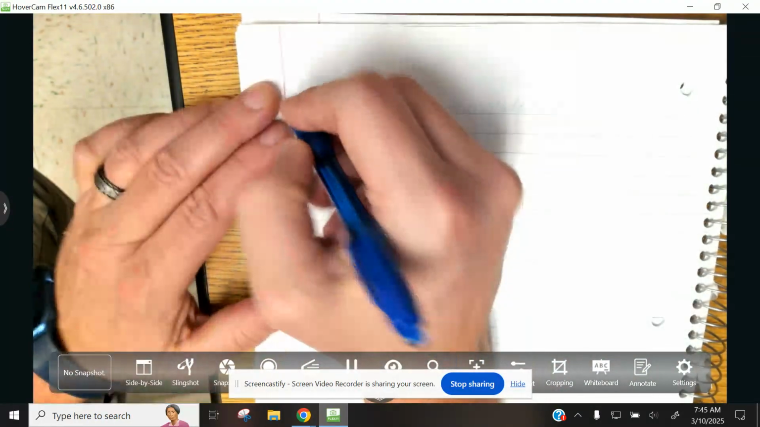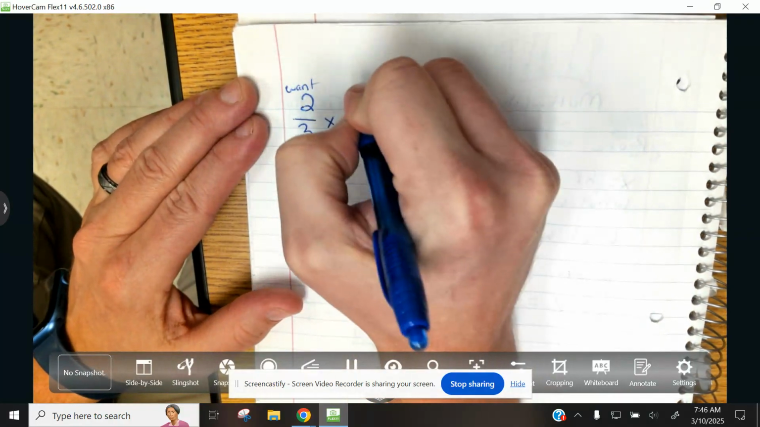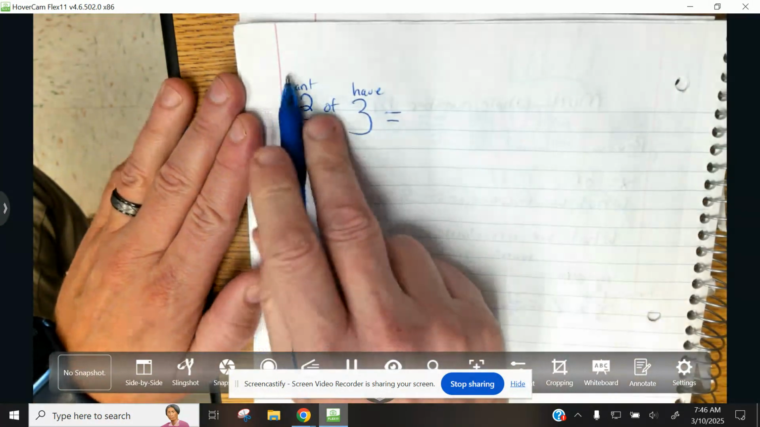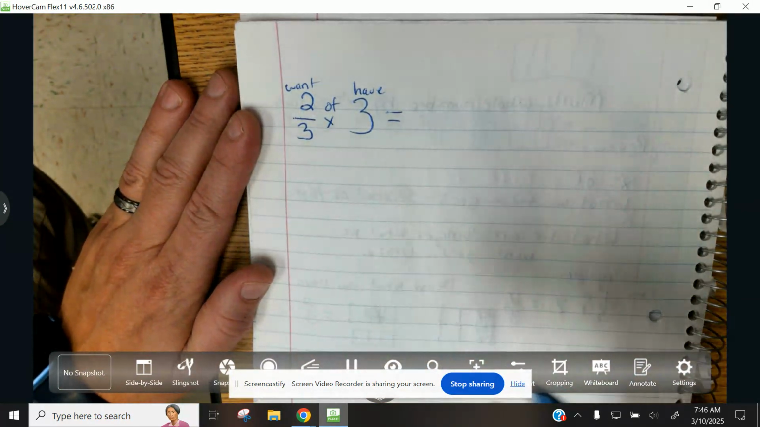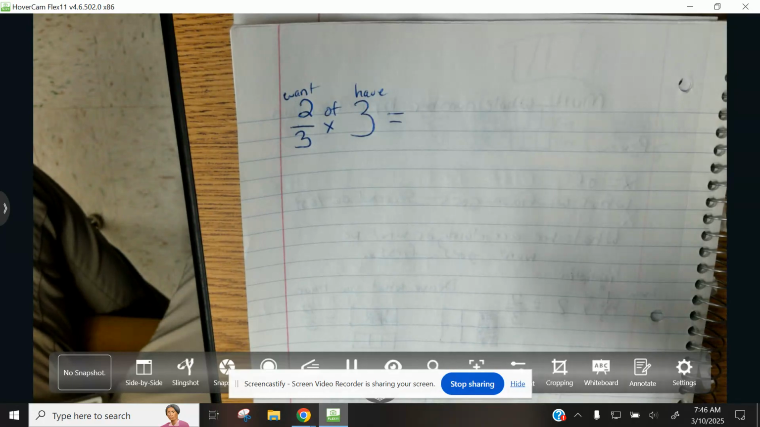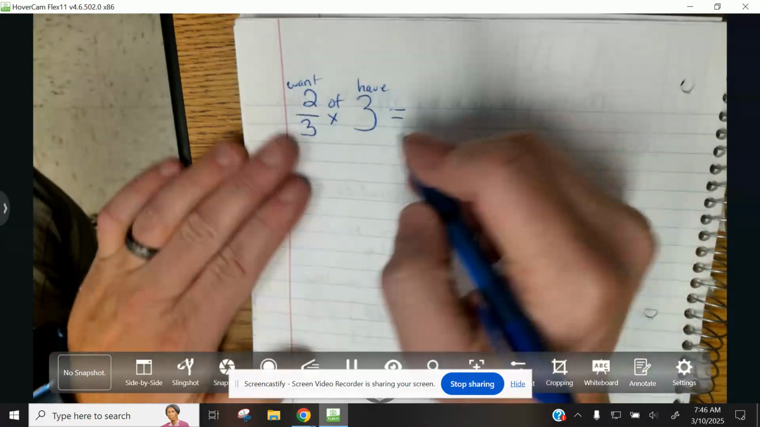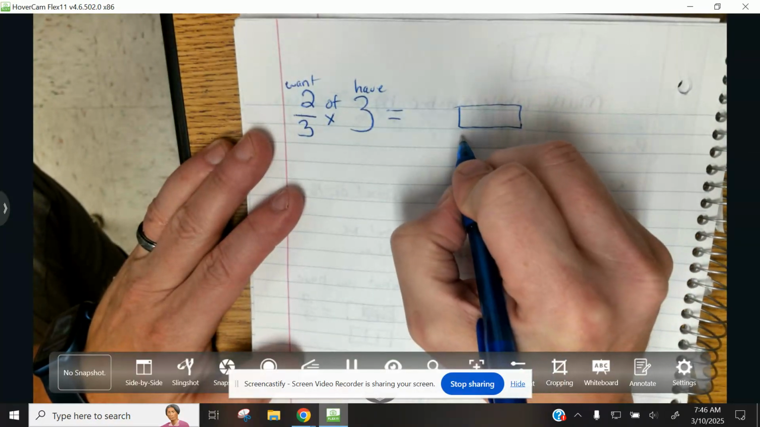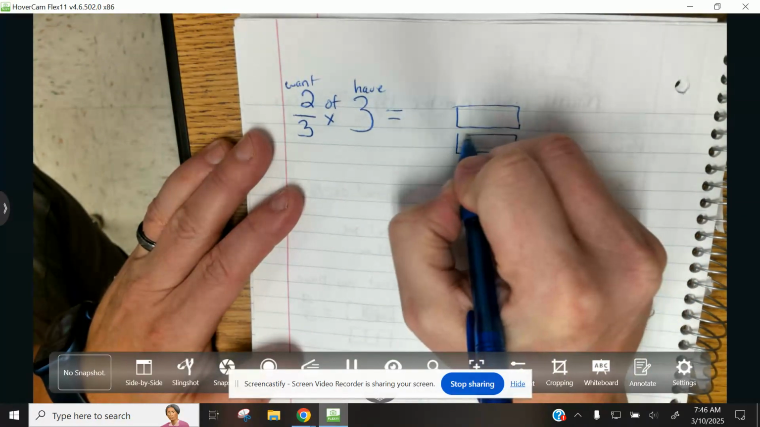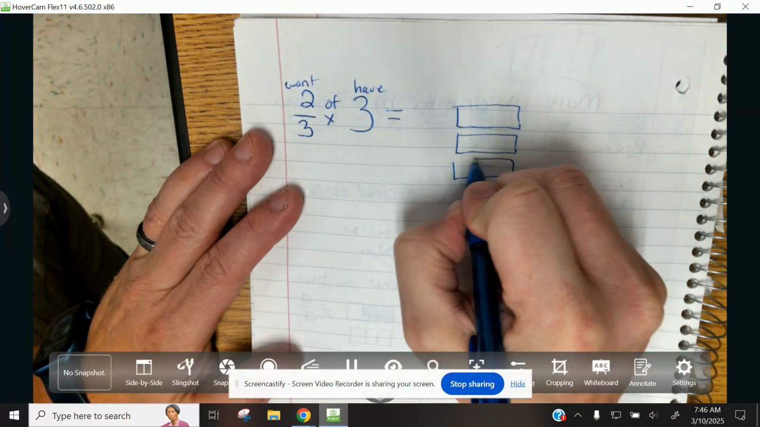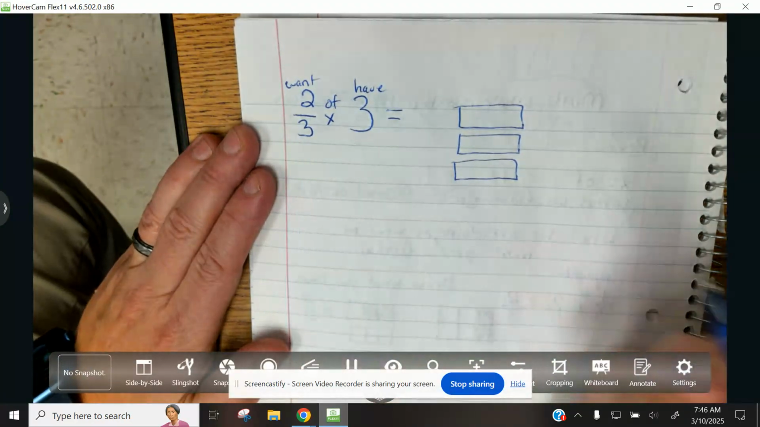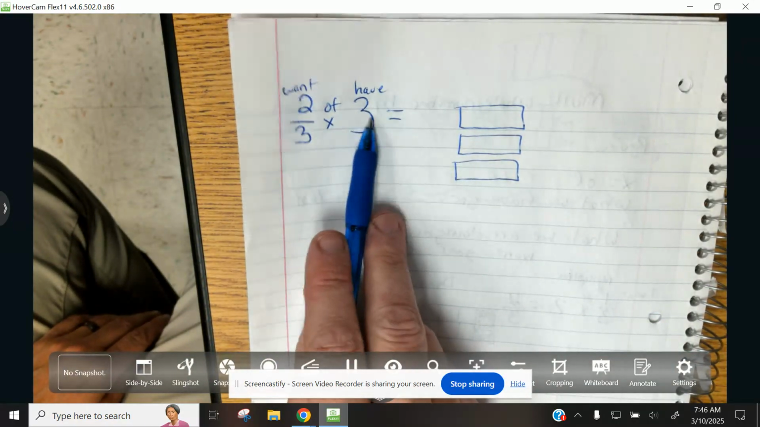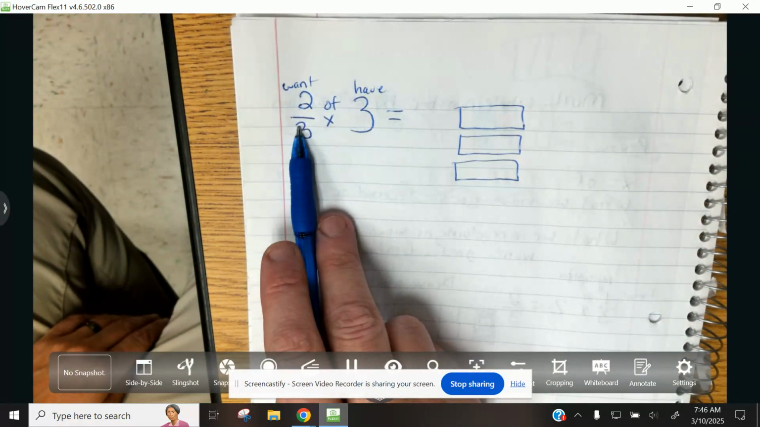Okay. So I have, and we'll put the word of there. And remember, the want could also be do, because if I was running a mile or running 2/3 of a mile, that's the same thing. So here I have 3 candy bars. Okay. I want 2/3 of them. So you still don't want more than 1. Your answer still will be less than what you have because you're not eating all of them.